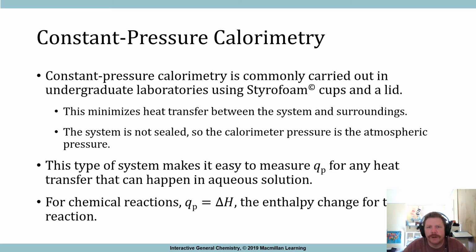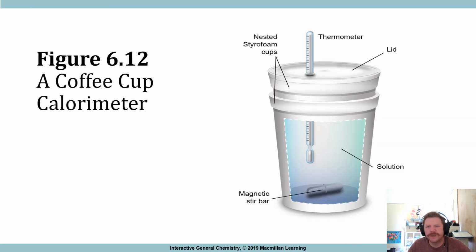So this minimizes heat transfer between the system and its surroundings. The system is not sealed, so the calorimeter pressure is the atmospheric pressure. This type of system makes it easy to measure Q sub P for any heat transfer that can happen in an aqueous solution. So for chemical reactions, Q sub P is your delta H, the enthalpy change for the reaction. So this is what that looks like. You've got this lid, but it's not sealed tight. You've got a pair of styrofoam cups to double the insulation. And you're also going to have a magnetic stir bar so that your solution can be mixed up.